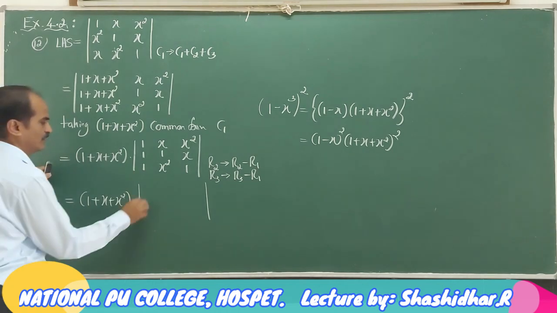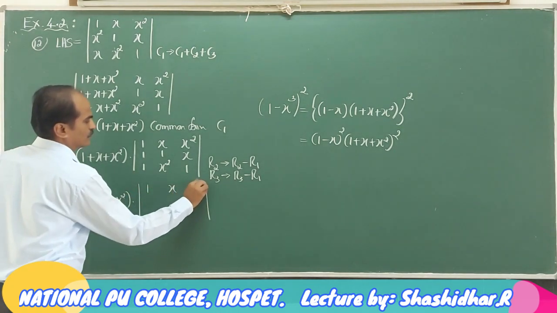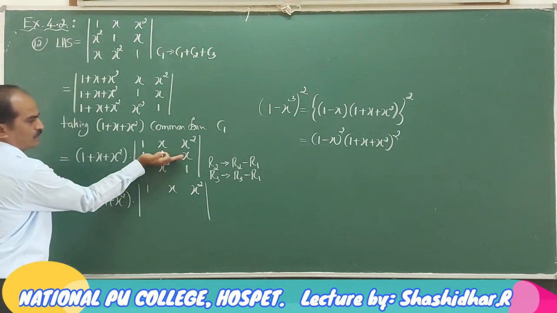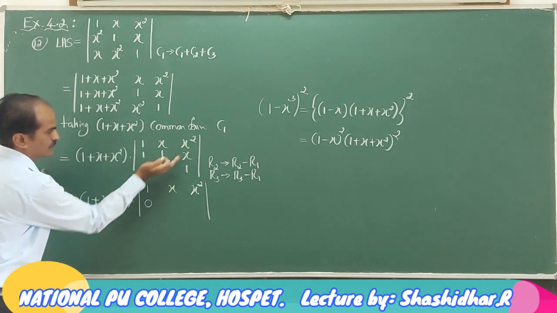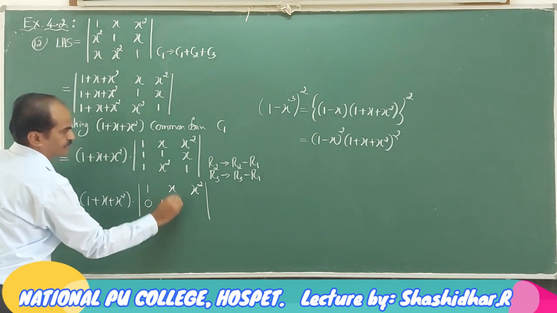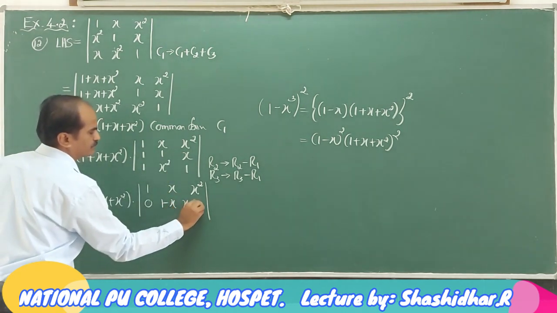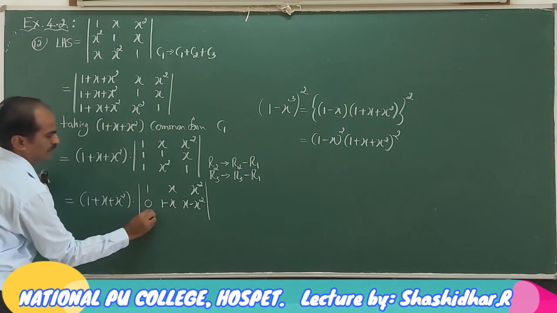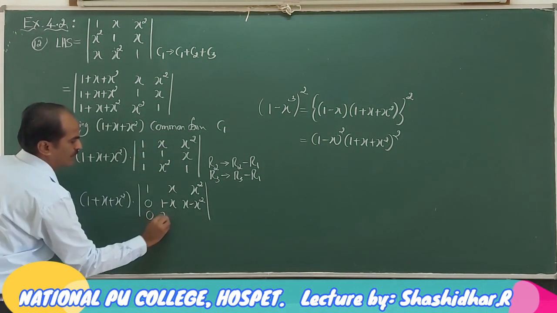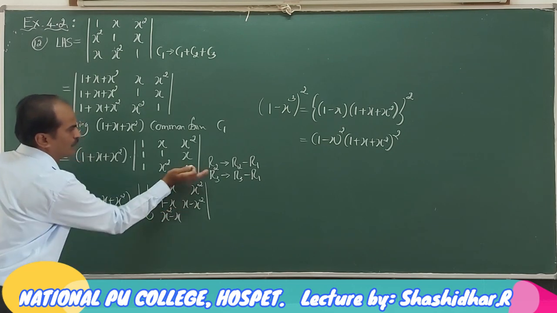Let us see now. Write R1 elements as it is: 1, x, x square. R2 changes to R2 minus R1: 1 minus 1, 0. 1 minus x, x minus x square. R3 changes to R3 minus R1: 1 minus 1, 0. x square minus x, 1 minus x square.